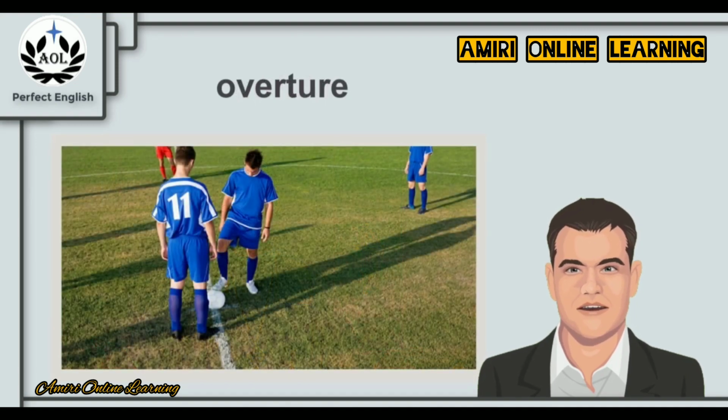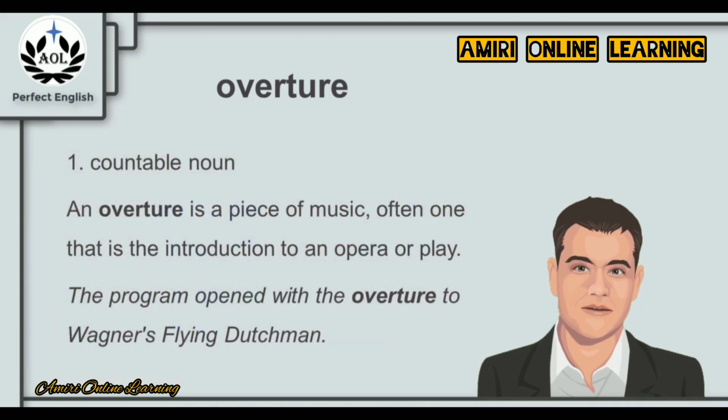And now for the next key word, overture. Now we look at the picture, we can see it's a soccer game and it looks like the kickoff. That means the beginning of the game, or at least the beginning of the second half. So if we want to link that to the word we have here, which is overture, do you think that this word has to do with soccer, or does it have to do with the beginning of things? Let's find out. Now, overture is a countable noun.